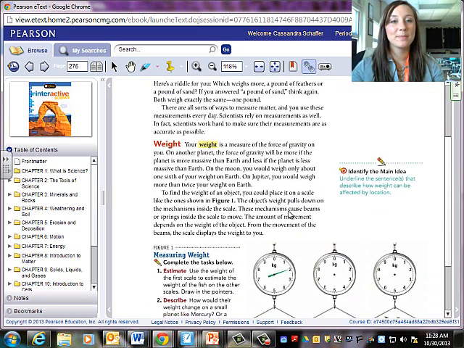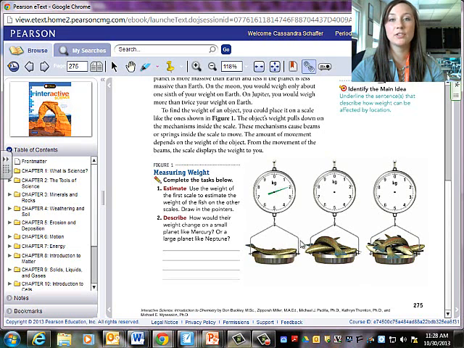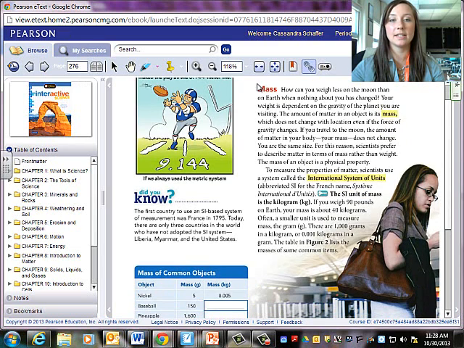Good. Now, moving on, I see the red mini subheading weight, and I also see that weight is going to be a vocabulary term. And I see some pictures of fish on a scale. And on the next page, I see mass, and I see that mass is also a vocabulary term, and the International System of Units. Now, I see mass and weight are the two things that I'm primarily reading about today.